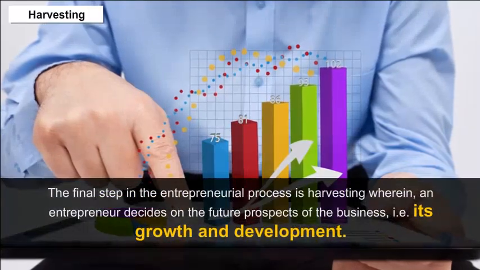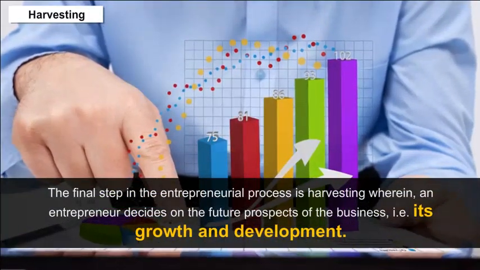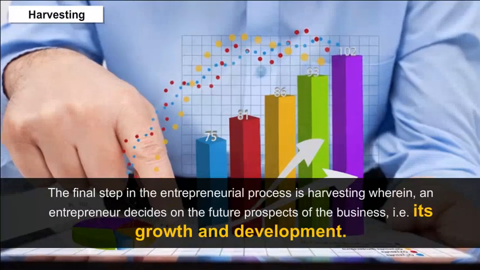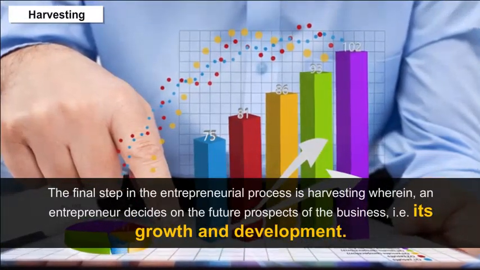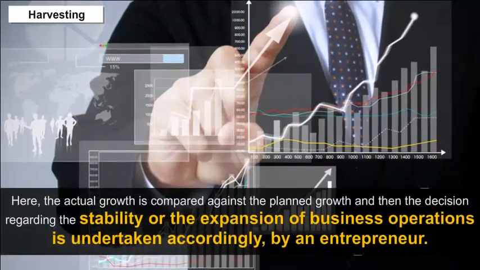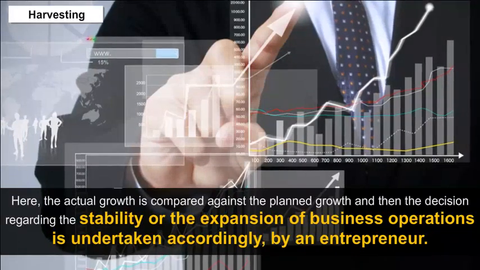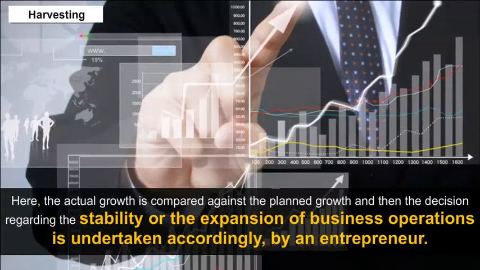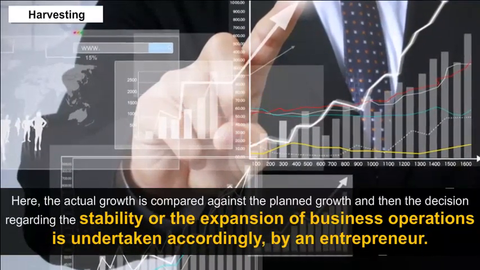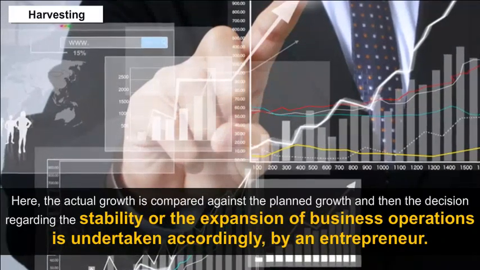Harvesting. The final step in the entrepreneurial process is harvesting, wherein an entrepreneur decides on the future prospects of the business, that is, its growth and development. Here, the actual growth is compared against the planned growth, and then the decision regarding the stability or the expansion of business operations is undertaken accordingly by an entrepreneur.